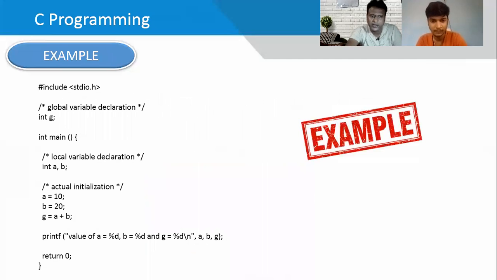So where do you define a global variable? int g. It is not defined in any function, not in the main method, not in any local scope. It is defined after the header file, so it is called the global variable. int a and b are the local variables. a equals 10, b equals 20, g equals a plus b, so it shows the result. But here g is called the global variable.